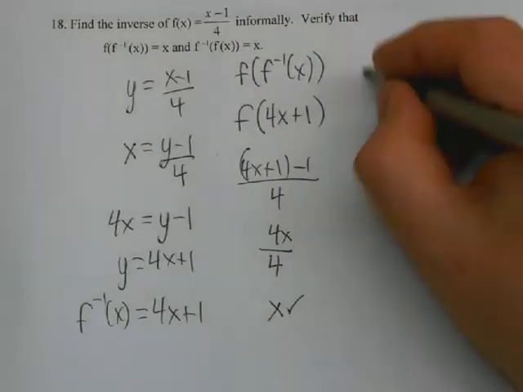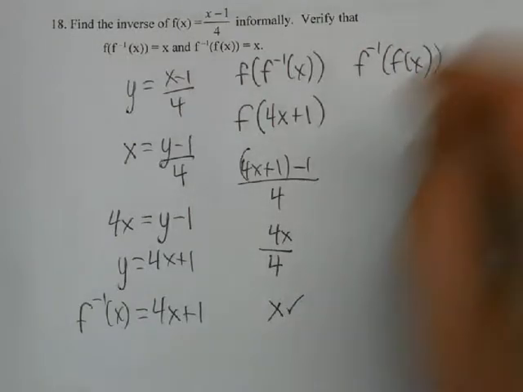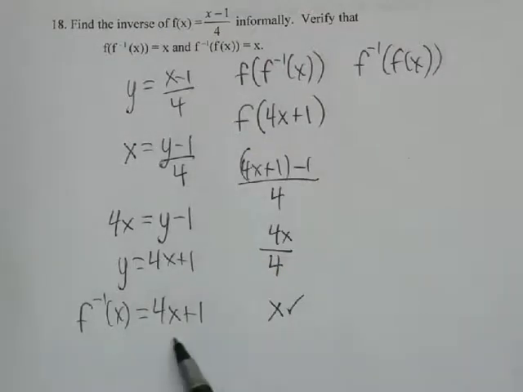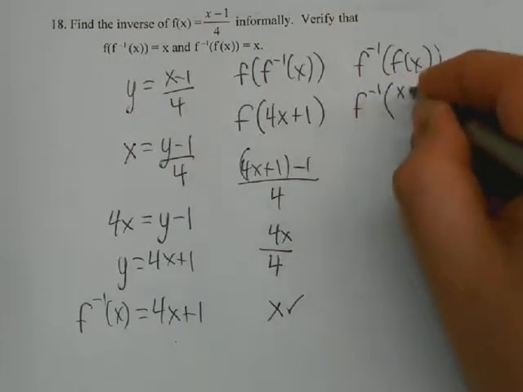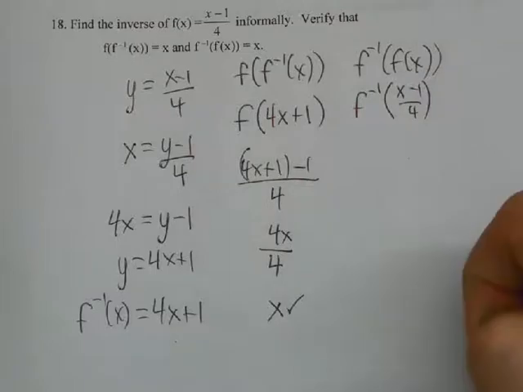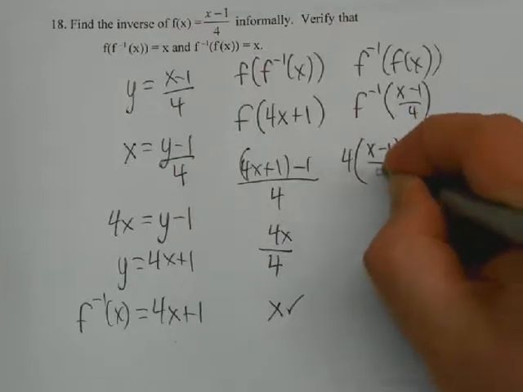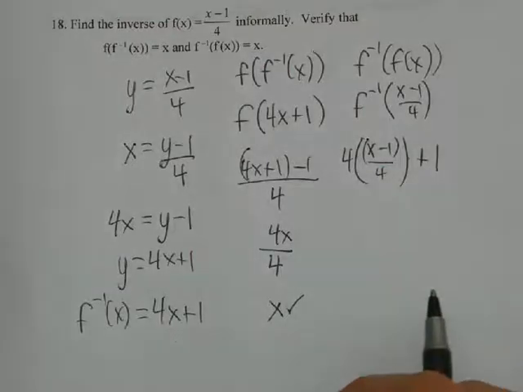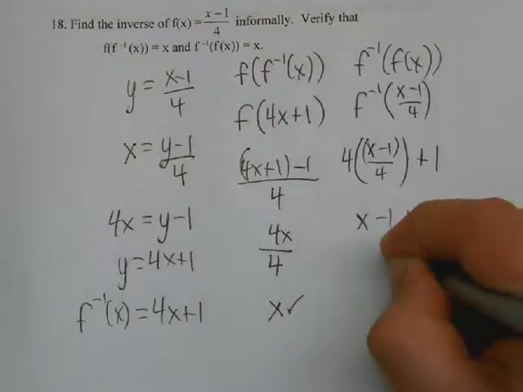Now going the other way, we're going to plug our f function into the inverse. So f inverse of x minus 1 divided by 4. So 4 times x minus 1 divided by 4 plus 1. Well, these 4's cancel out, giving us x minus 1 plus 1, or simply x.